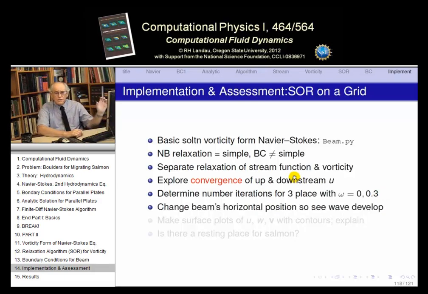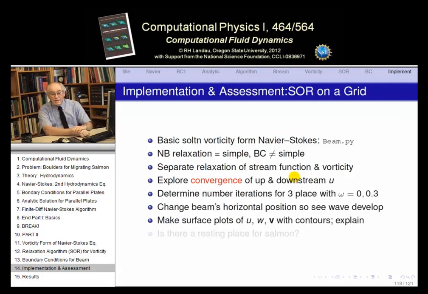And then move the beam along in the stream to see if the vorticity behind it travels along with it, to see the effect of having the beam in different places. Physically, you know what it should be like. Then do it. And then make the surface plots, three-dimensional plots, some way to help you visualize. We have two potential functions. We have a velocity. So we have three different vectors which we're trying to understand. See if you can understand that. Explain what's happening. See if it makes sense. And then finally answer the question this poor salmon has been waiting for the last hour. Is there a resting place for me behind the beam? So you have to answer that.